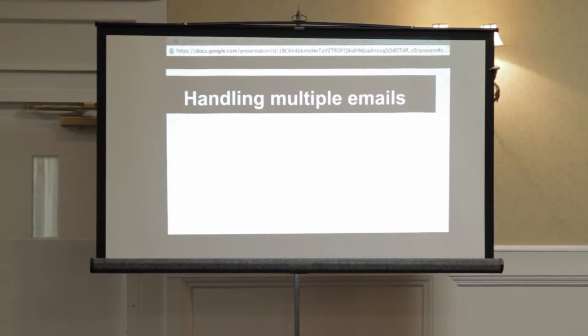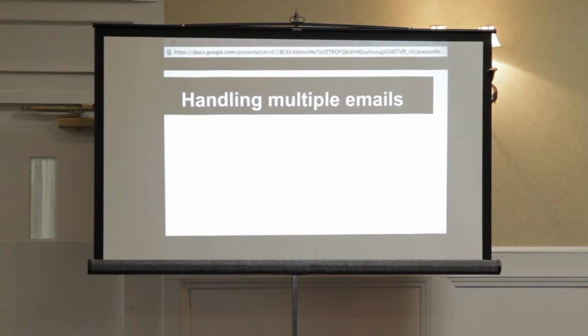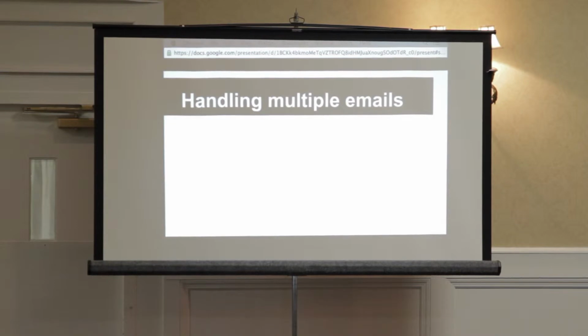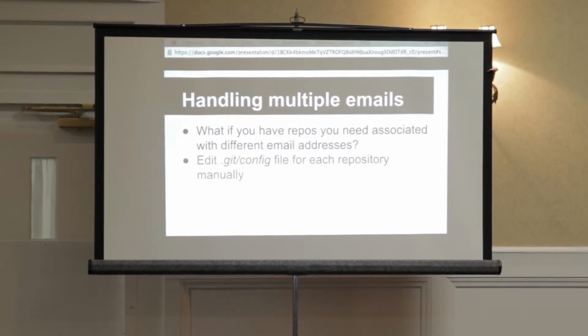So another thing that people do is, say you do a lot of work for your personal stuff and a lot of work for your work business or for multiple clients, and you have different email addresses. Well, the git config file is really only set up to do one email address at a time. So what are your options? We can edit the git config file for each repository manually, changing the email address every time, but that's just a lot of work.